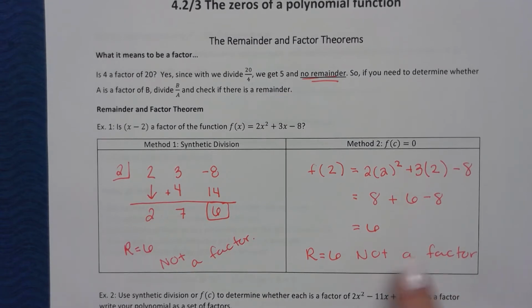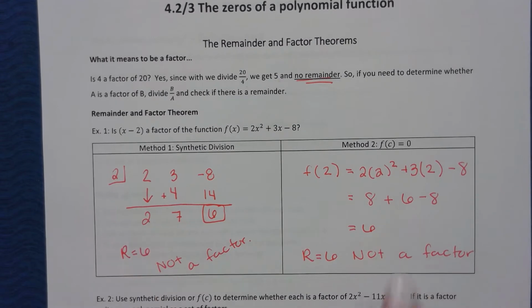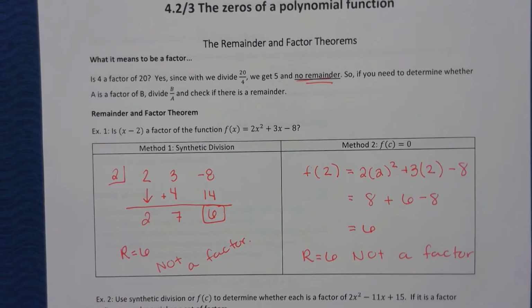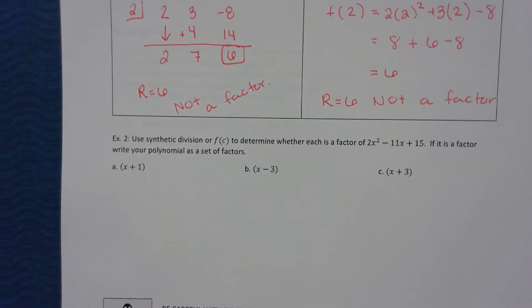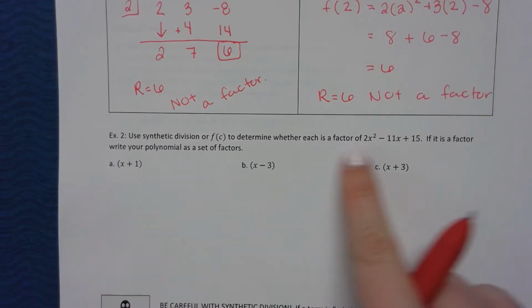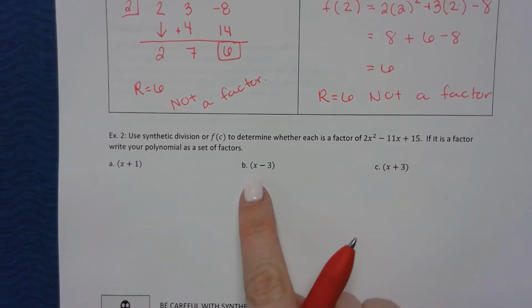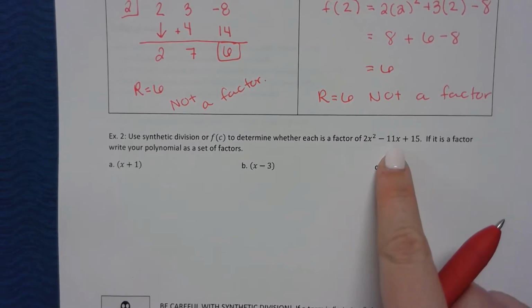So as you can see, both of these methods work. We both got a remainder of 6 both ways. It really doesn't matter to me which method you use. It is totally up to you. So I would like you to pause the video and try these 3 examples here. We're going to see if x plus 1 is a factor, if x minus 3 is a factor, and if x plus 3 is a factor.